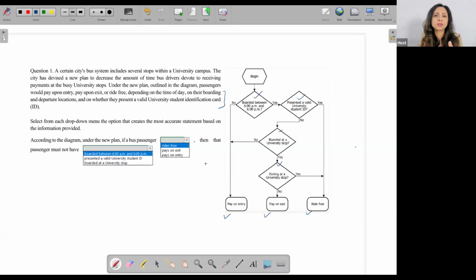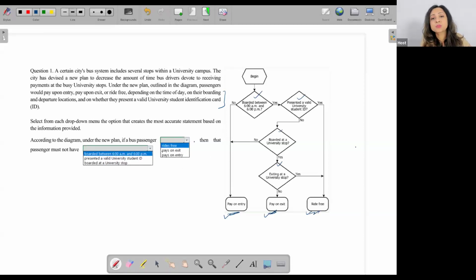For example, the drop down will have 3 or 4 values. Maybe the graph has 10 different values. I have to only compare those 3 or 4 values. So I will immediately look at what are the options in the drop down. Fine. So rides free, pays on exit, or pays on entry. Basically, I have to choose one of these three.